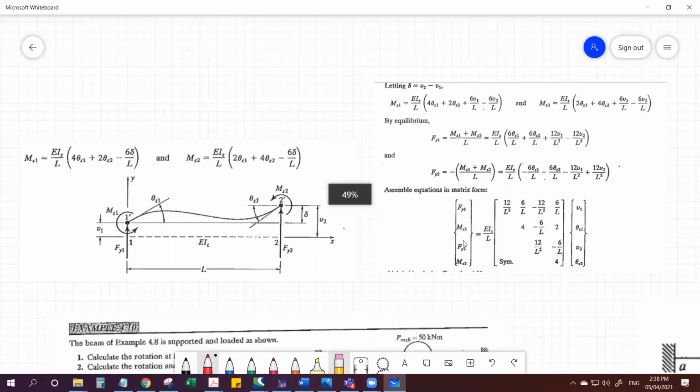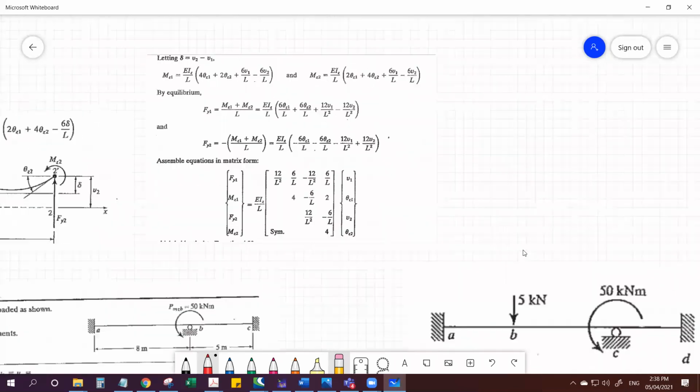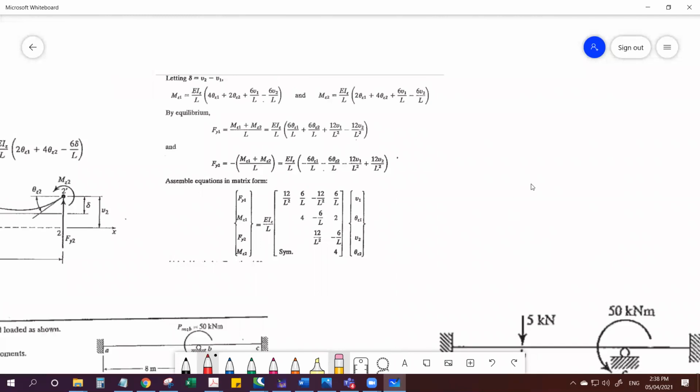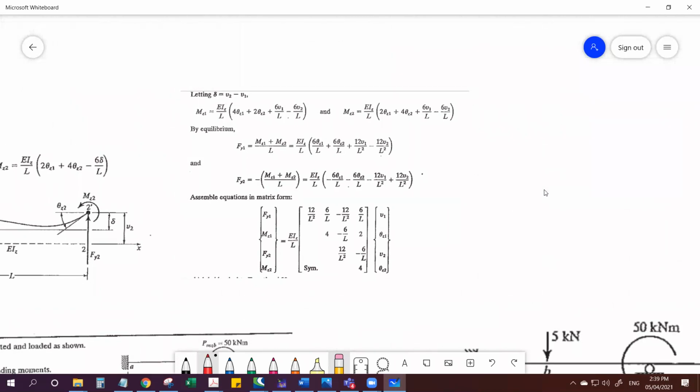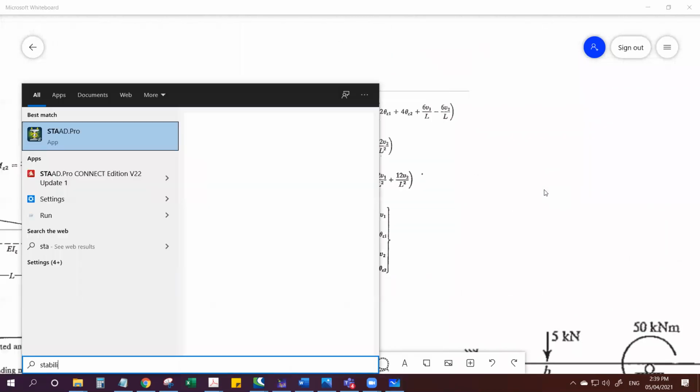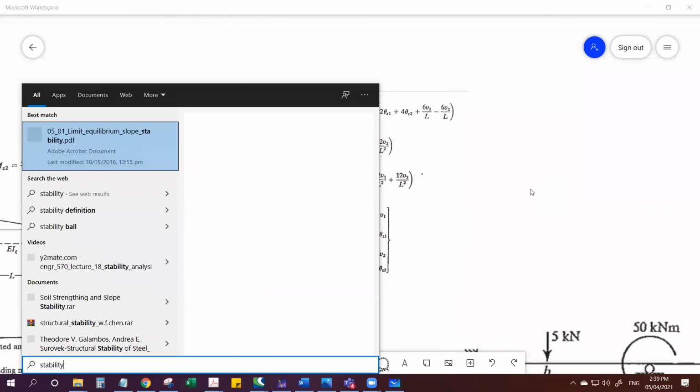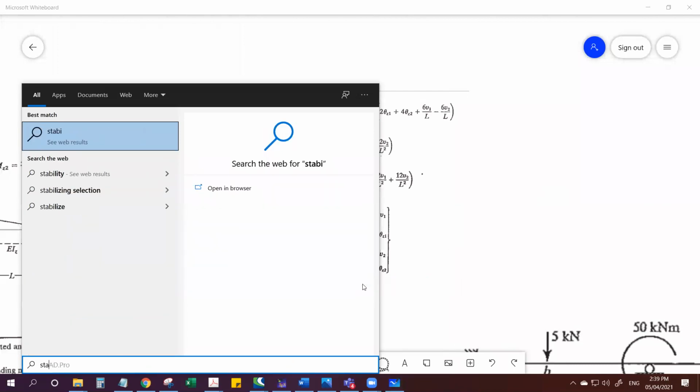I'd like also to discuss what happens to your matrix when you have instability. So it's very interesting because, oh, I typed stability, STAAD.